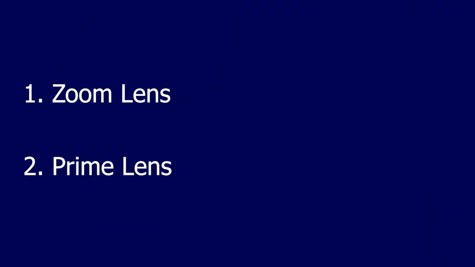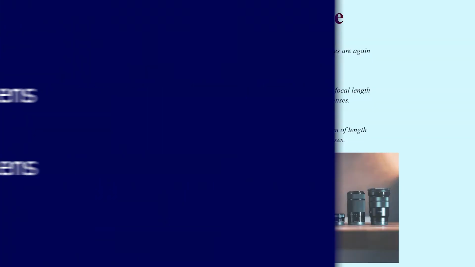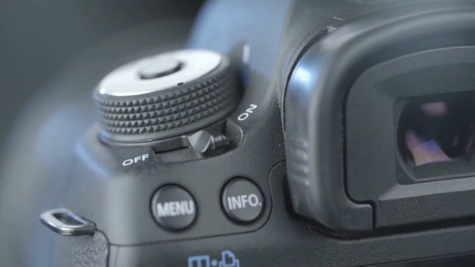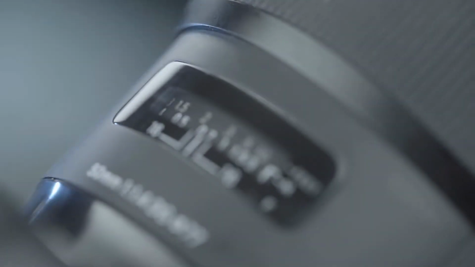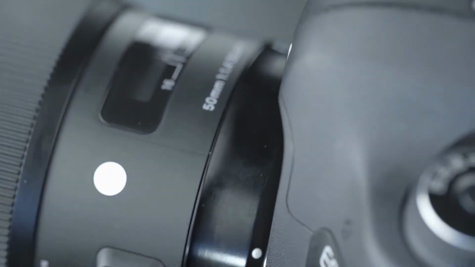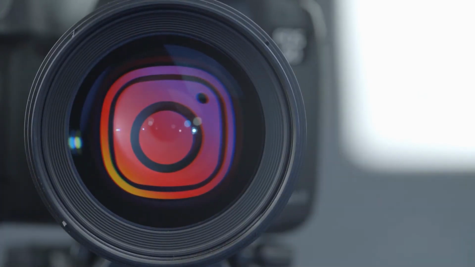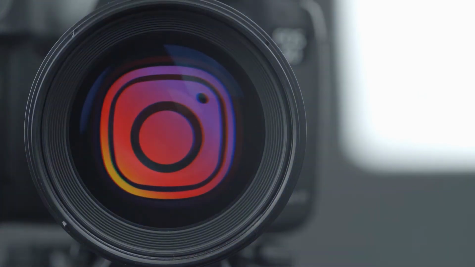Number one is zoom lens and the second one is prime lens. Zoom lenses, which are the most versatile lenses, let you change the focal length from one point to another, like 55 to 100 mm lenses, or maybe 18 to 55 mm lenses. All these are called zoom lenses.